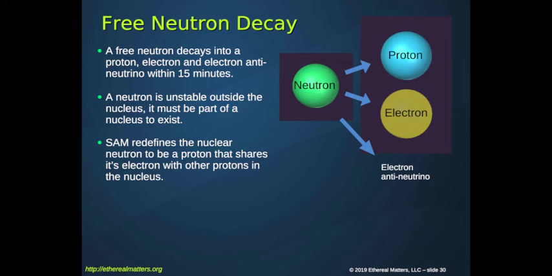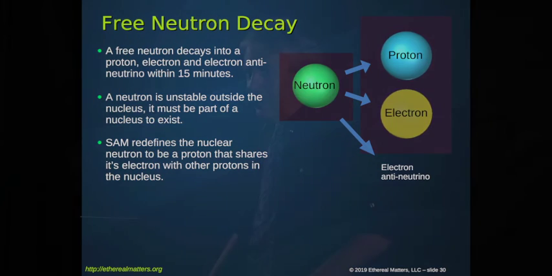The neutron must be inside an atom to stay together. So you think of this, that there's a particle that can't exist by itself. That really doesn't make sense. So Sam redefines the neutron to be a proton and an electron, which it is, but the electron is shared with other protons.